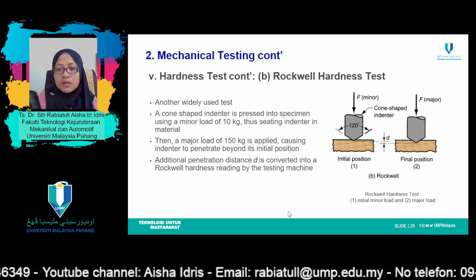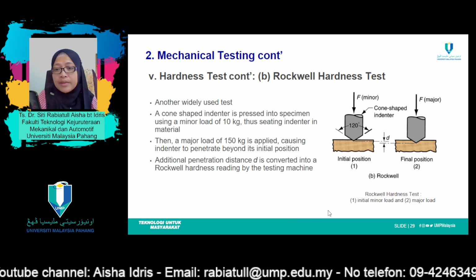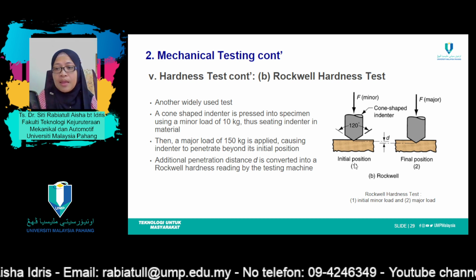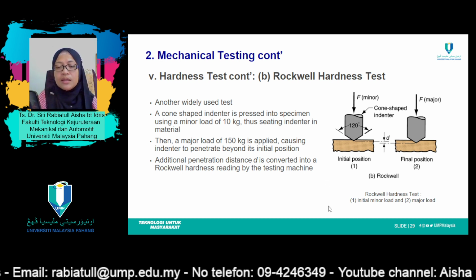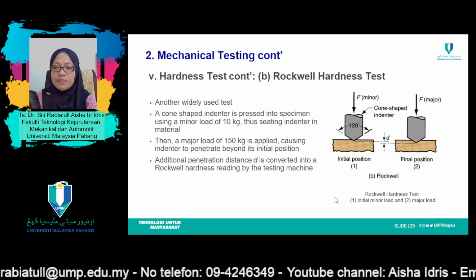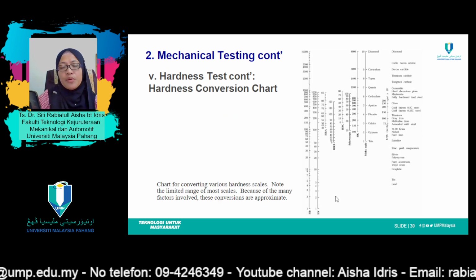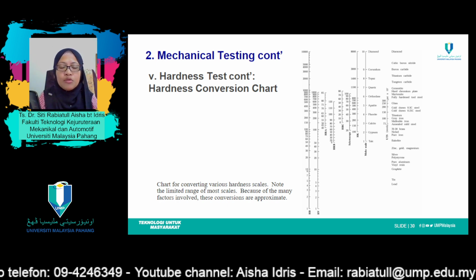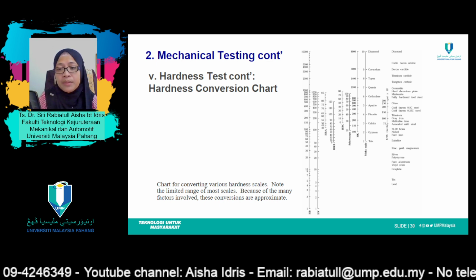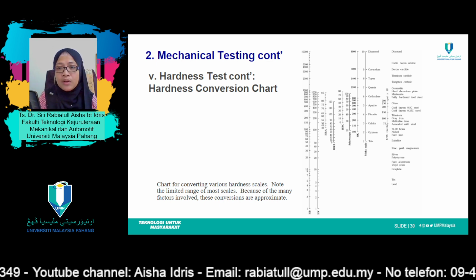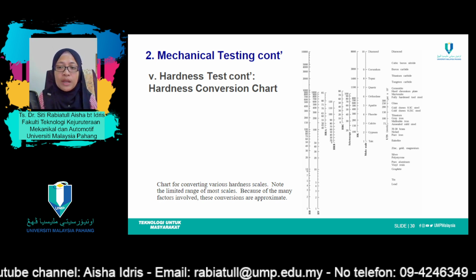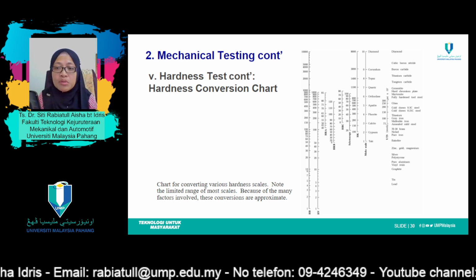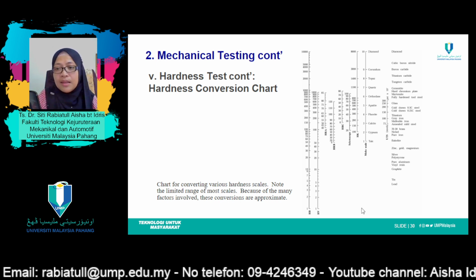Number 2 is Rockwell hardness testing. Instead of a spherical indenter as just now, for Rockwell, a cone-shaped indenter presses into the specimen. Then the value of hardness is calculated based on the size of that cone shape. Even though there are several techniques used to measure the hardness of the specimen, we can also convert those data into one another. For example, Brinell to Rockwell, or Rockwell to Brinell, and so on, as listed in this table over here.